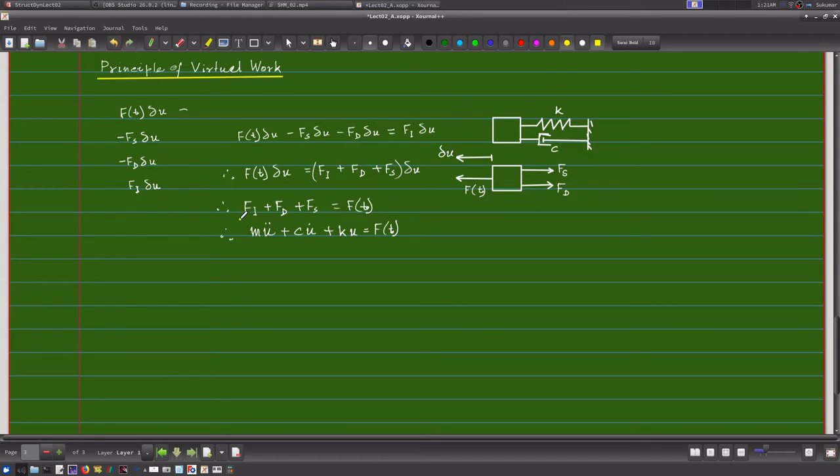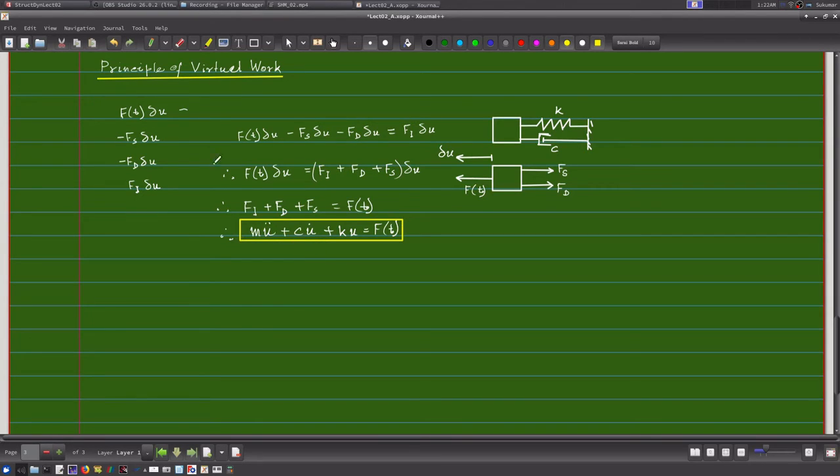Alright, so this is the equation of motion of a single degree of freedom system when acted upon by an external dynamic load. Now, the principle of virtual work is not so advantageous for such a simple system, but if the dynamic system itself is more complicated, with different degrees of freedom and motions in different planes, then the principle of virtual work becomes much more convenient to find the equation of motion.